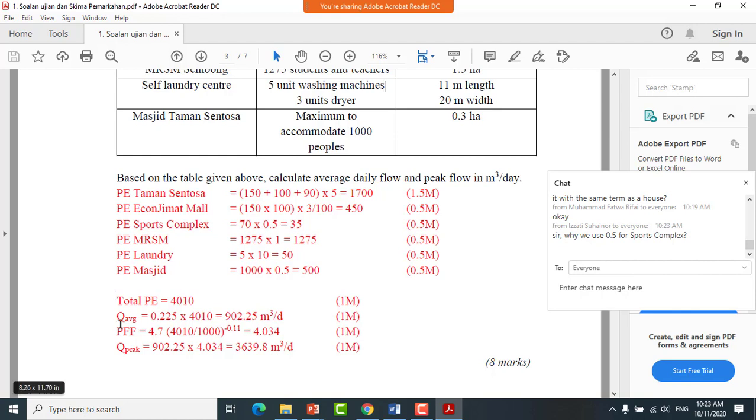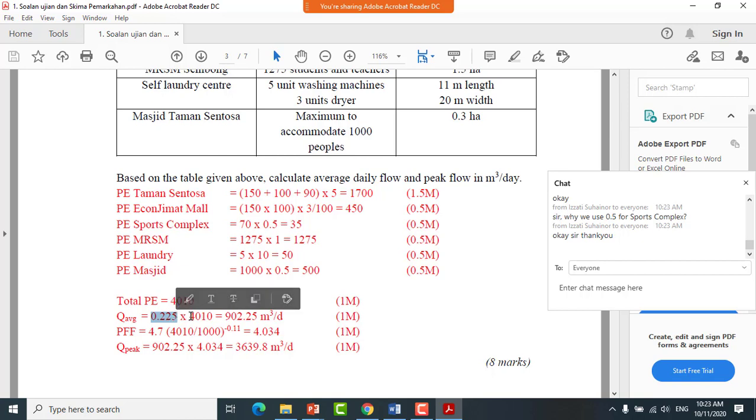Then we go to Q average. Q average is the standard flow rate, which is 225 liter per capita per day, but this is in meter cubic per capita per day. Never mind. Times the PE, so the Q average is 902.25.